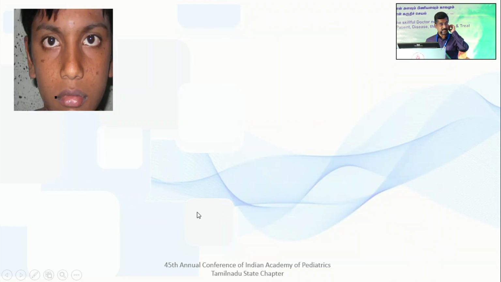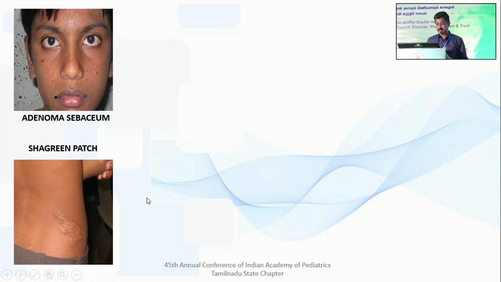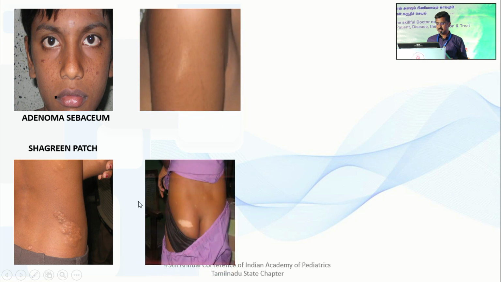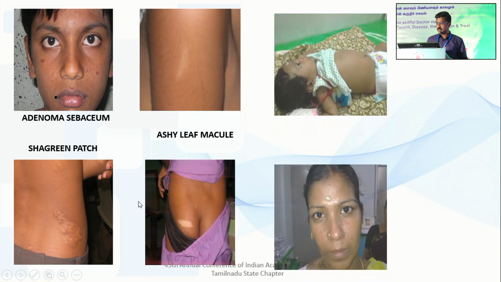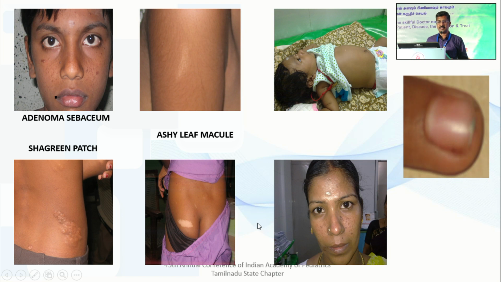So now coming to the general examination findings, what to see: either adenoma sebaceum, shagreen patches, or ash leaf macule. And when you see a child with myoclonic seizures, look for the subtle ash leaf macule. And of course, you can diagnose from seeing the mother. She was absolutely asymptomatic, having adenoma sebaceum. So all these are features of tuberous sclerosis complex.